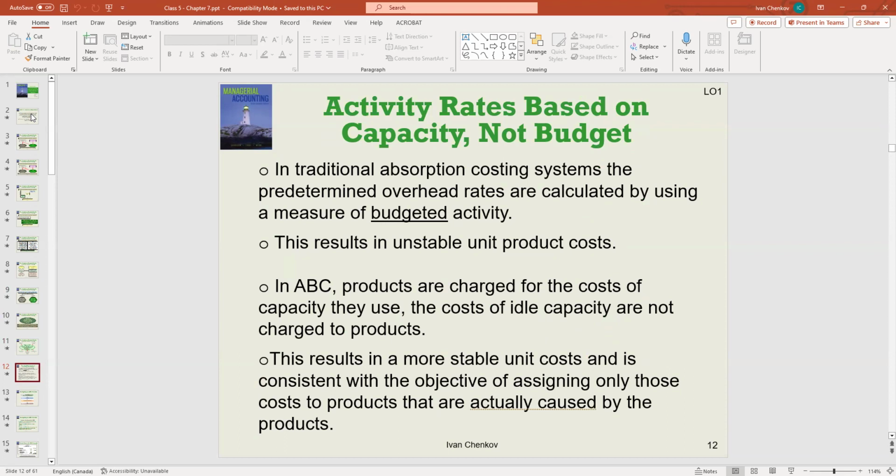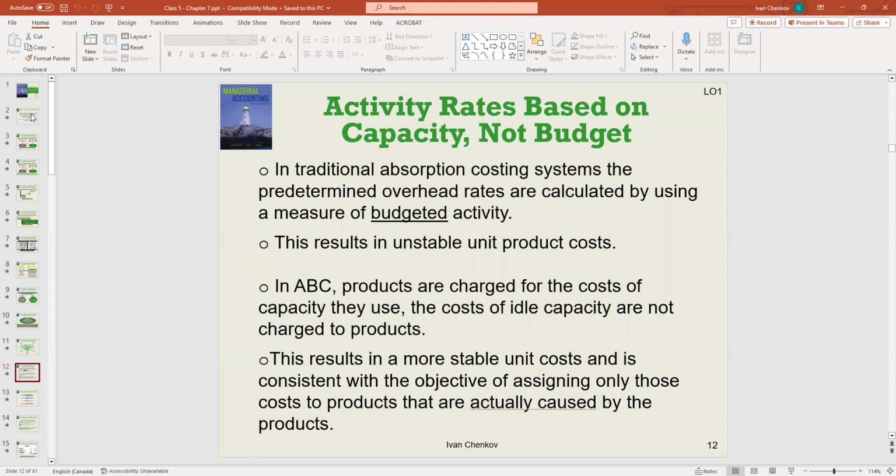Now let's see what's the main difference between the traditional and activity-based costing. In the traditional absorption costing system, we're going to have this predetermined overhead rate, which we're calculating based on the estimation or the budgeted activity. Because of that, we're going to have this unstable unit product cost.